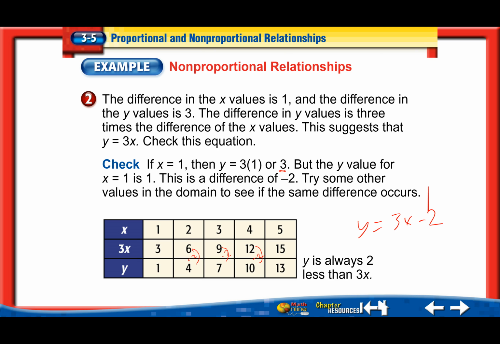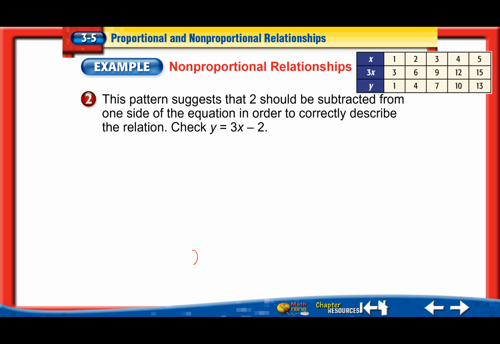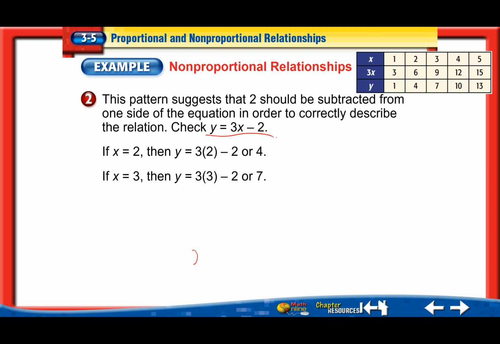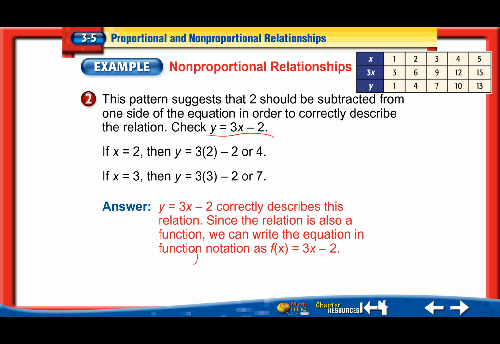That looks familiar, I bet. Let's see if that's what they put here. The pattern suggests it should be 2 subtracted, so check. y equals 3x minus 2. 4, 7, looks like that's correct. Remember, they want this in function notation. So f of x equals 3x minus 2.